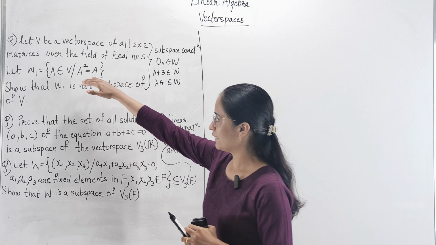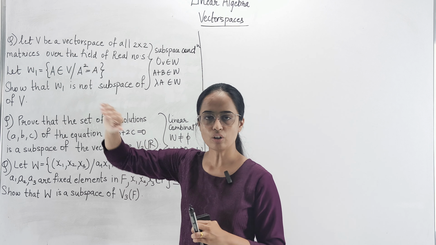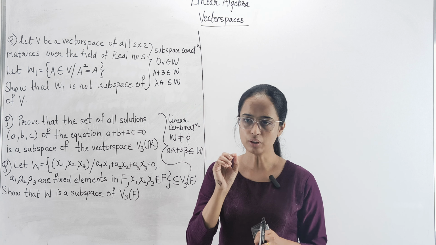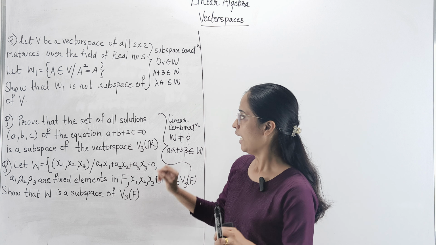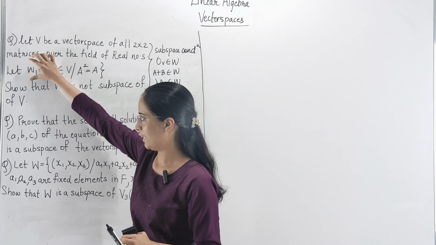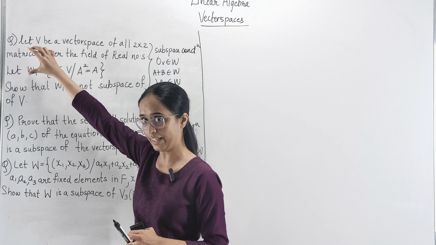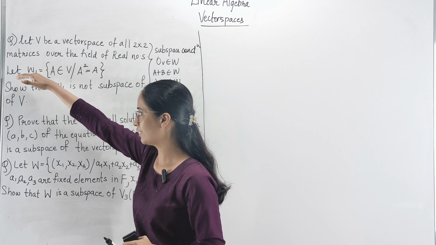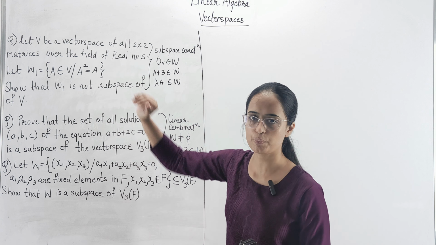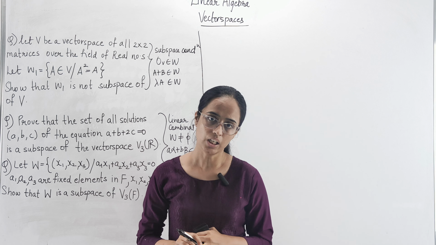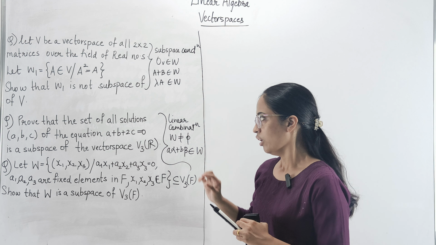So ये वही set है. It is basically the collection of all possible 2 cross 2 idempotent matrices. Now ये जो set है, we are supposed to show that this set is not a subspace of the given vector space V.